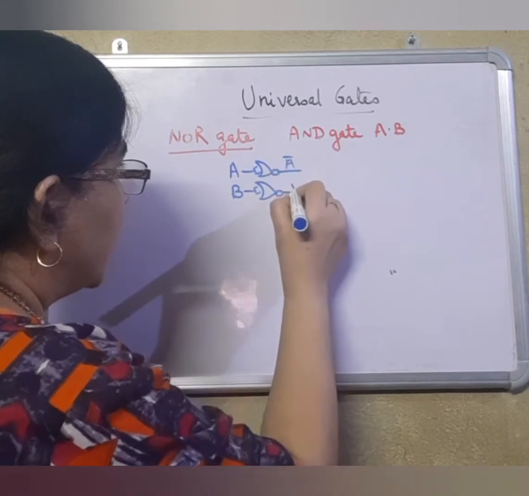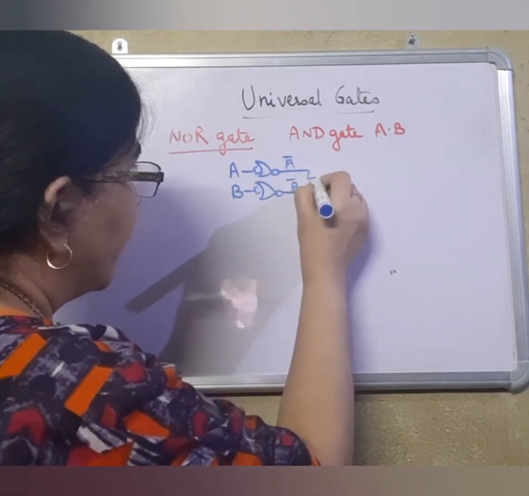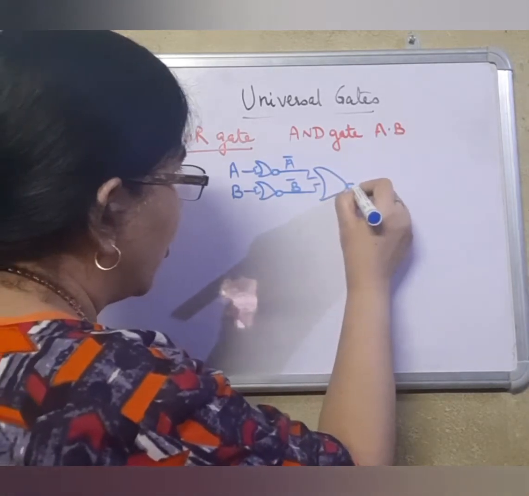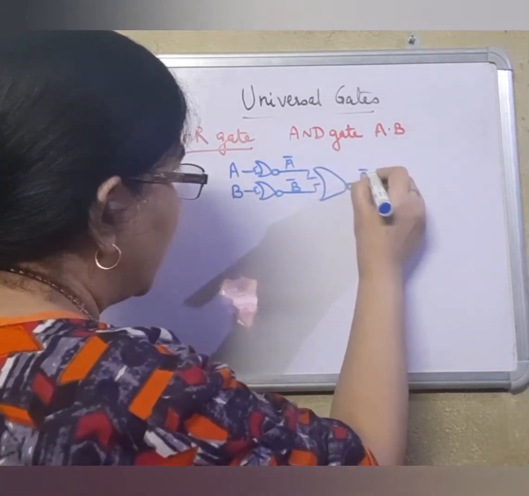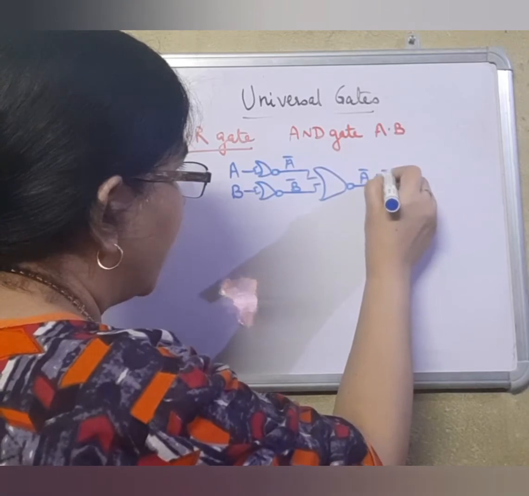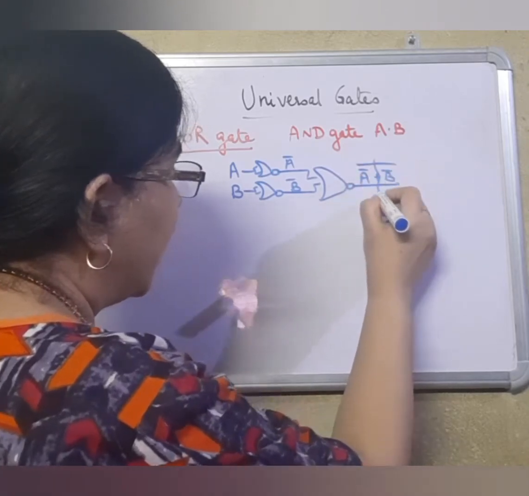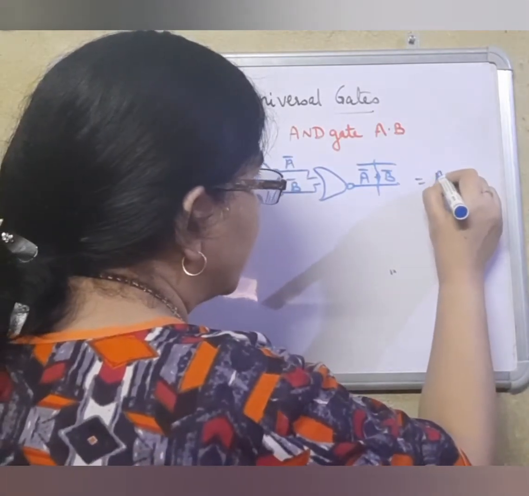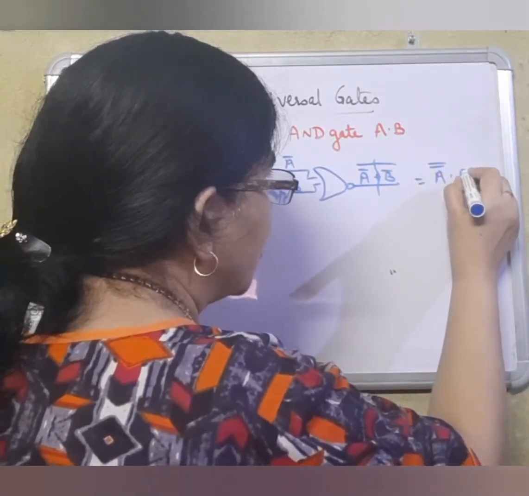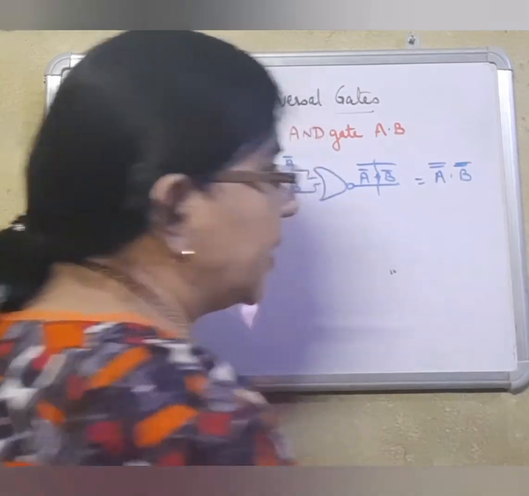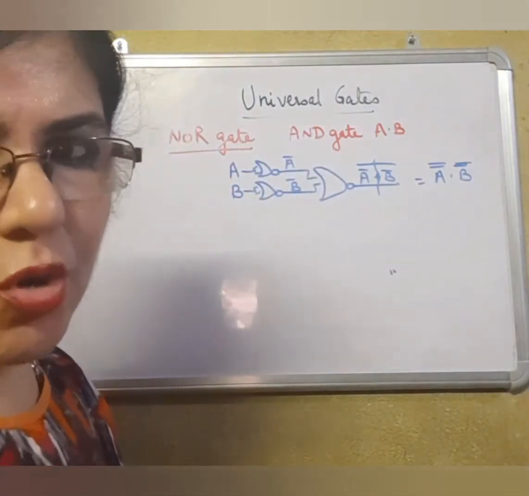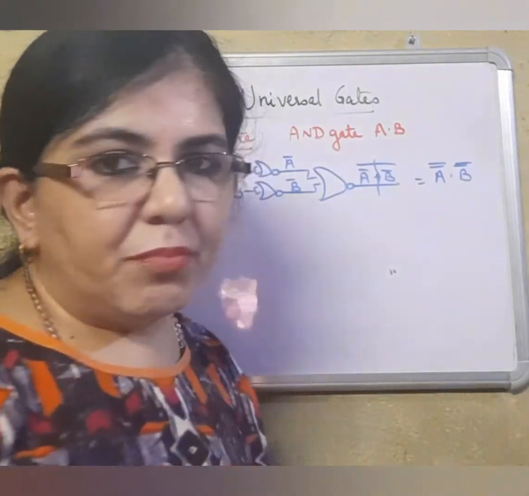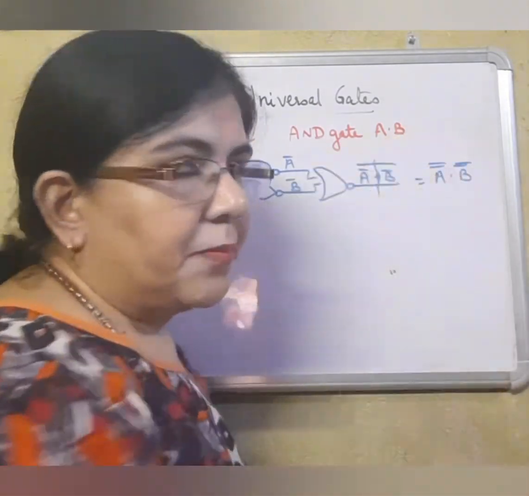This is A bar, this is B bar. Then we'll be joining them by big NOR gate. A bar plus B bar. By De Morgan's law, you can break it and change the sign. This becomes A double bar dot B double bar. Double bar by involution law becomes cancelled, and you get A dot B, which is the required answer.